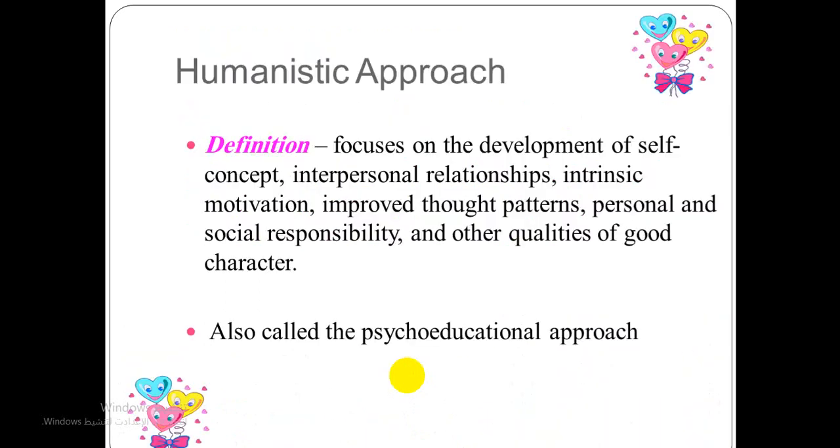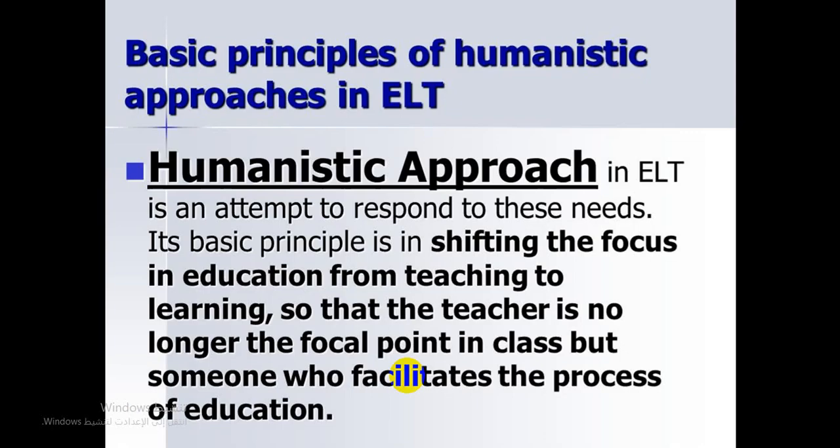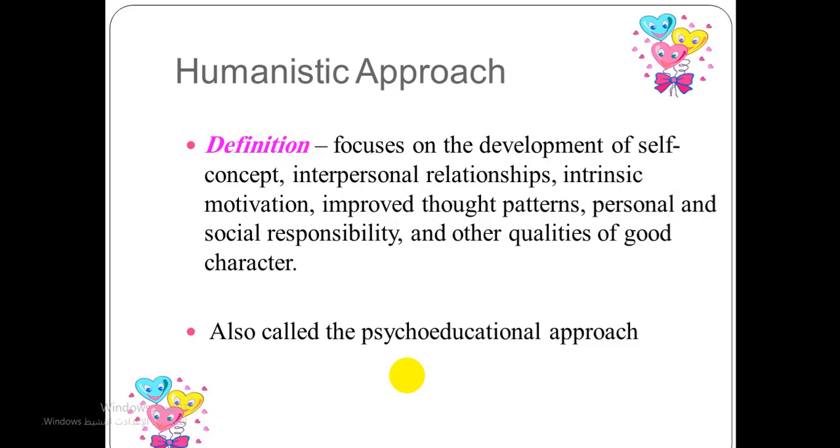What is a humanistic approach? The definition: the humanistic approach is a language teaching method which emphasizes humanism as the most significant element in the teaching process. So, this approach focuses on the development of self-concept, interpersonal relationships, intrinsic motivation, improved thought patterns, personal and social responsibility, and other qualities of good character. This approach is also called the psychoeducational approach.